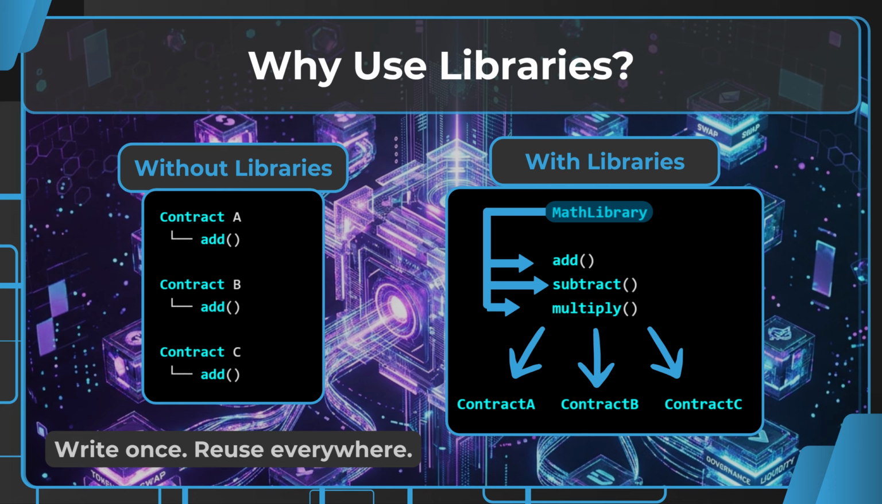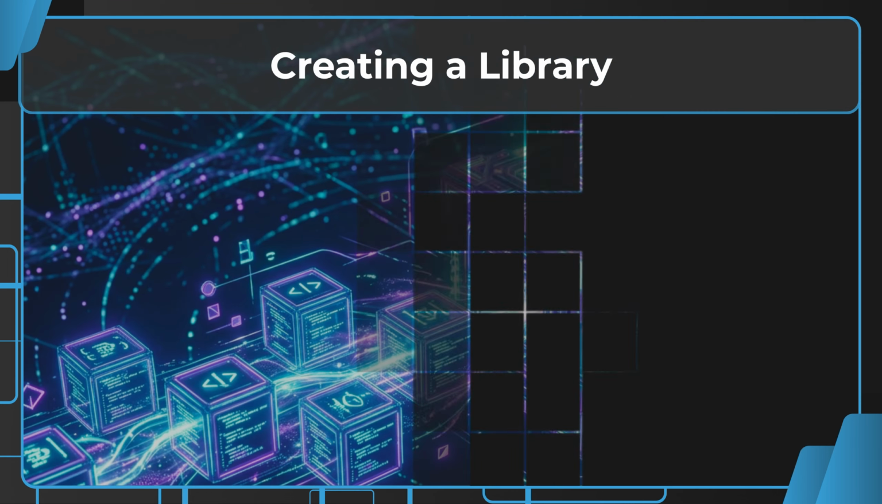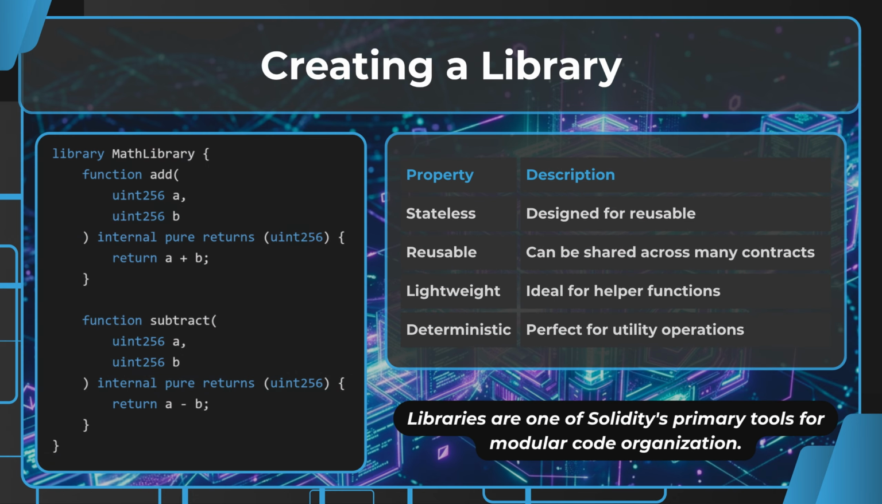A library is declared with the library keyword. Unlike contracts, libraries are designed for reusable helper logic rather than application state. They cannot receive ether or be used as base contracts for inheritance. Instead, they're commonly used for math operations, validation, data manipulation, encoding utilities, and many other helper functions. Libraries are also frequently used to extend existing Solidity types through the using for syntax.